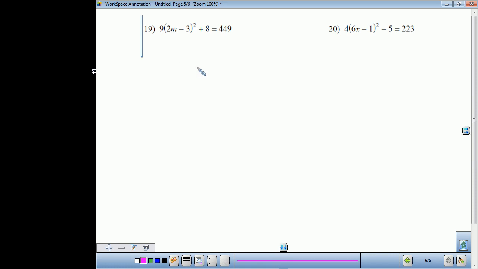All right, so number 19. We have to get rid of all the extra. What goes first? The 8. We're going to lose the 8 first. So we get 9 times. Now what do we do? Divide by 9. Now we divide by the 9.